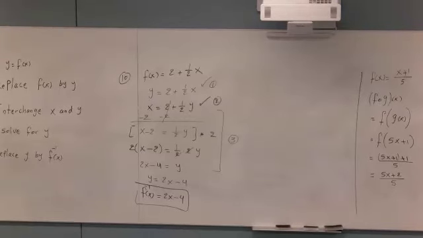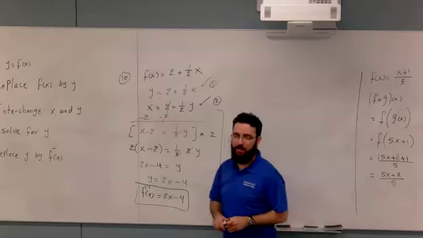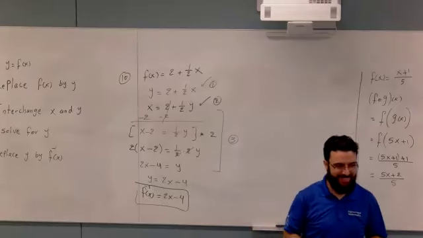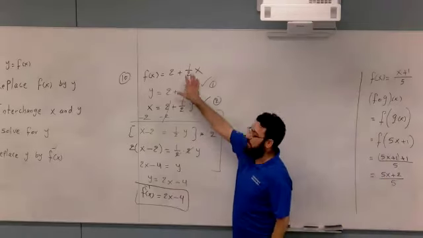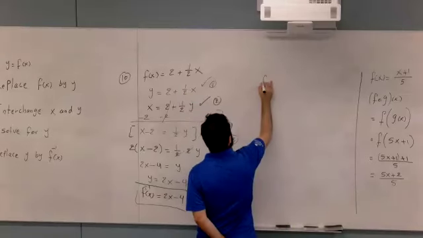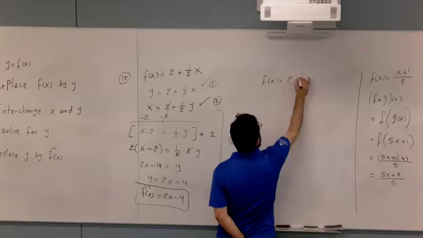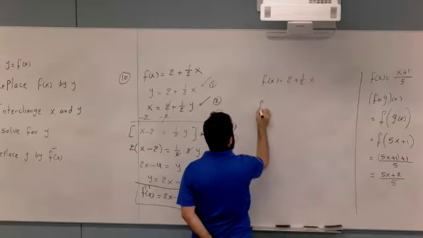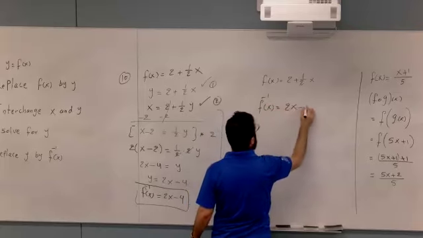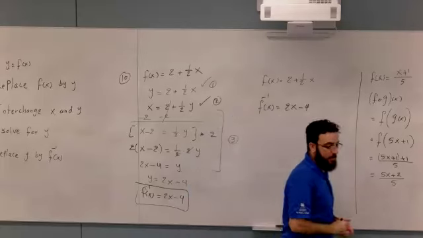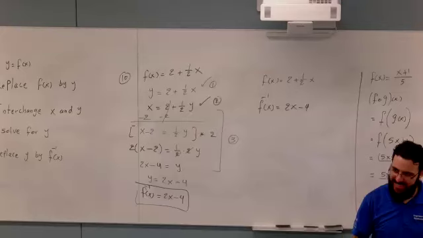So that's the inverse of the function. Now, if I ask you, how are you going to check it's the inverse of f? I have the function, 2 plus half x, and this is the inverse. We found the inverse is what? 2x minus 4. There will be an extra point on the test.